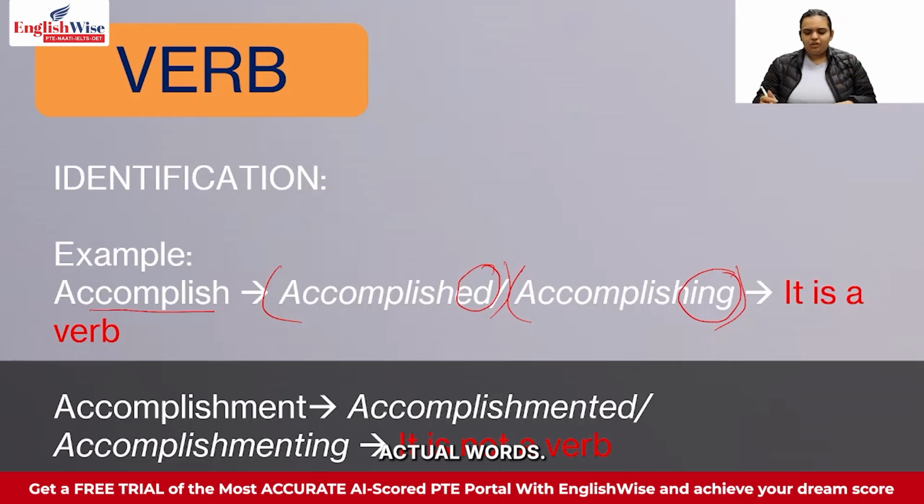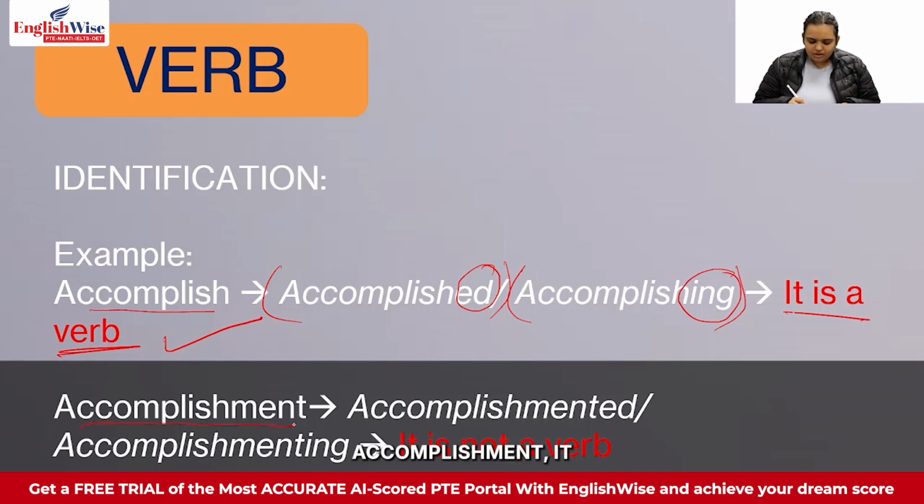These two are actual words, so they show us that it is a verb. But what if I tell you about accomplishment? If I take this word accomplishment, it becomes accomplishmented after adding -ed, or it becomes accomplishmenting after adding -ing. And accomplishmented or accomplishmenting are not real words, so that gives us an idea that it is not a verb. In a similar way, if you are unsure, just try adding -ed or -ing at the end of a word, and if it makes sense, that means it is a verb.